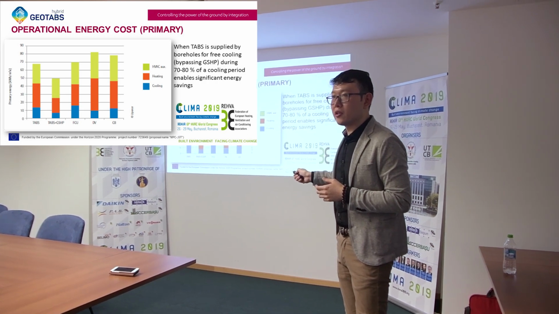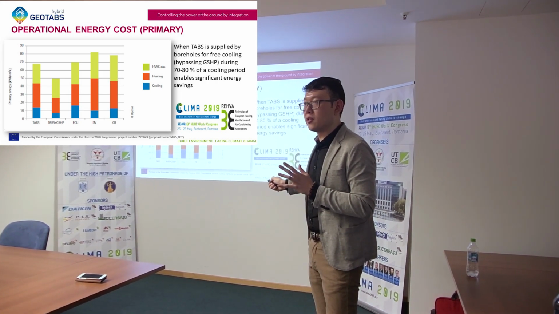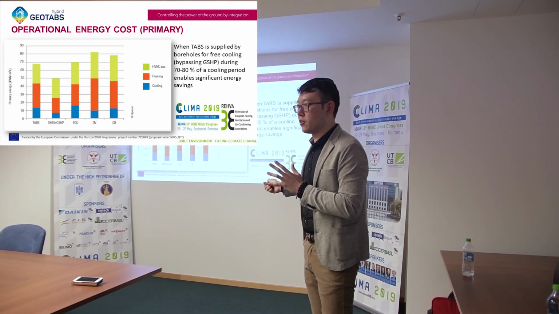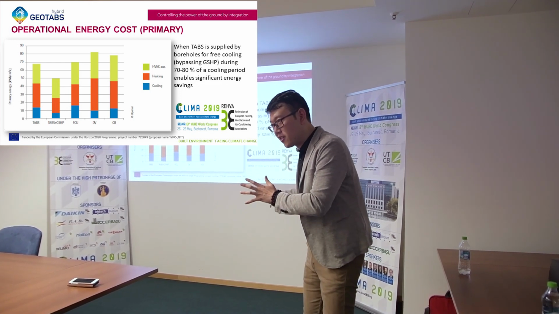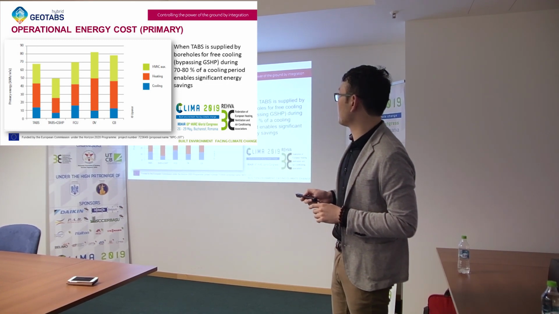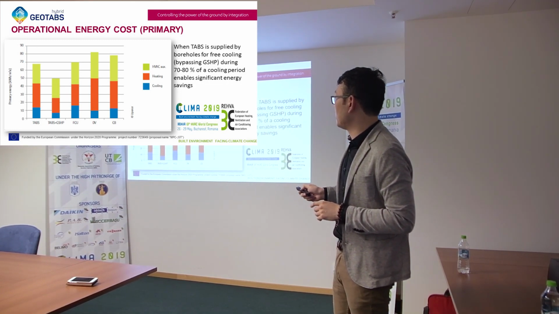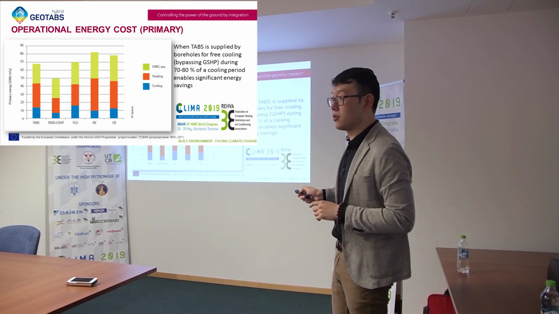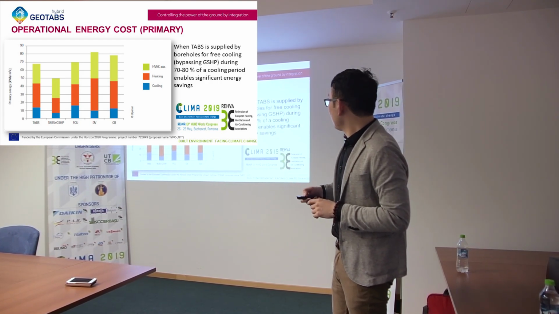And be careful here, the result shows only 15 years. This only shows 15 years. So if it's 50 years, it will be different. So this is only 15 years of operational energy cost. And already in 15 years, we can see taps with ground source heat pump as the lowest one.